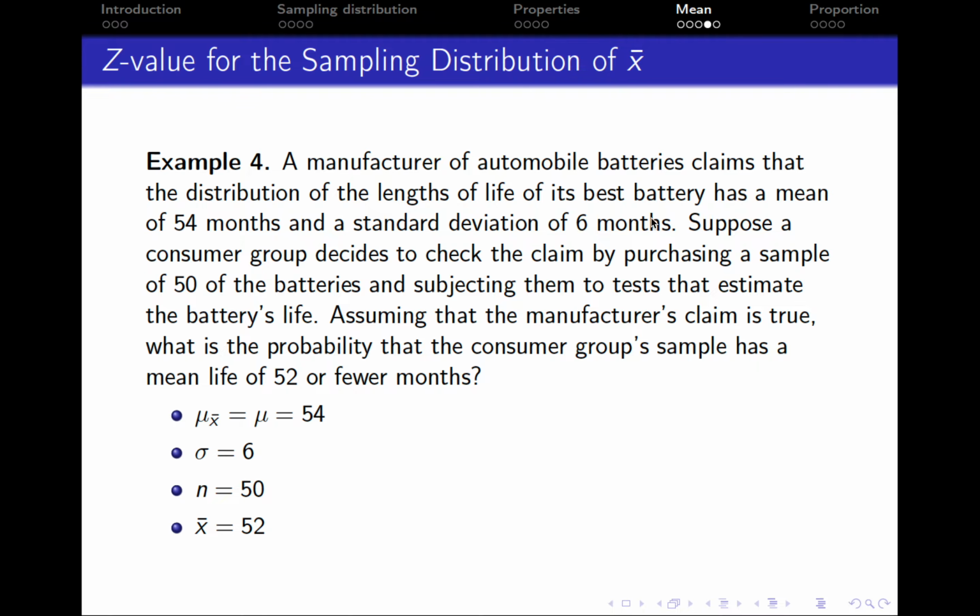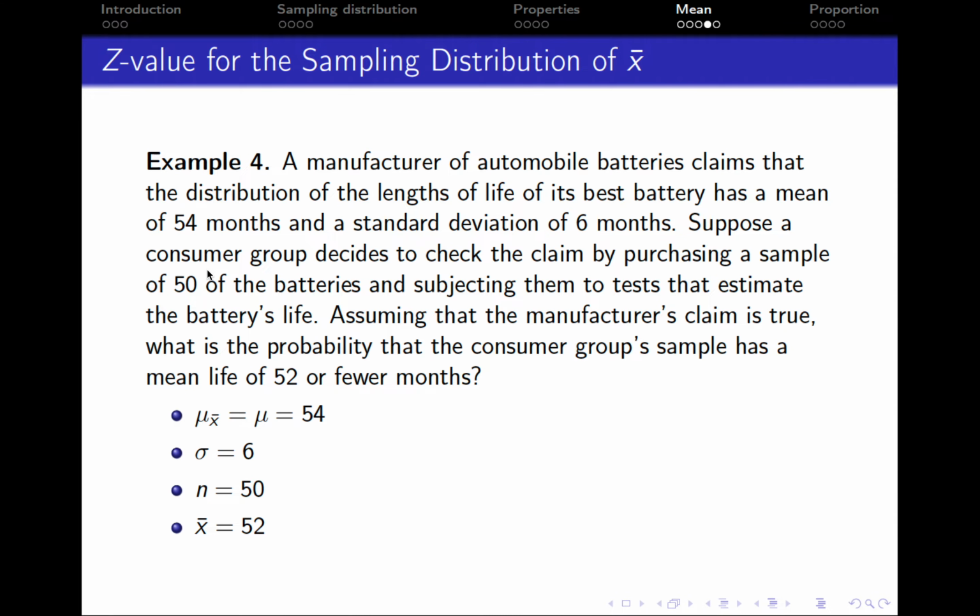So let's assume that there is a manufacturer of automobile batteries who claims that the distribution of the length of life of his best battery has a mean of 54 months and the standard deviation of 6 months. Suppose a consumer group decides to check the claim by purchasing a sample of 50 of the batteries and subjecting them to tests that estimate the battery's life. Assuming the manufacturer's claim is true, what is the probability that a consumer group sample has a mean life of 52 or fewer months?